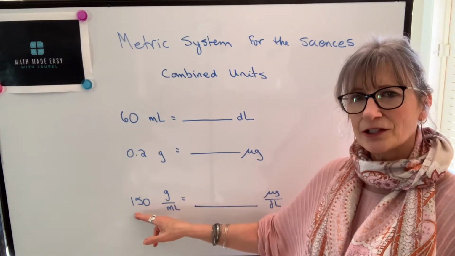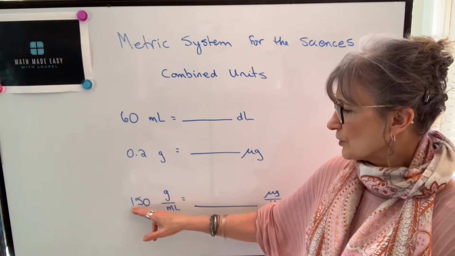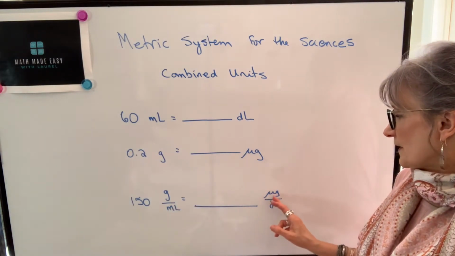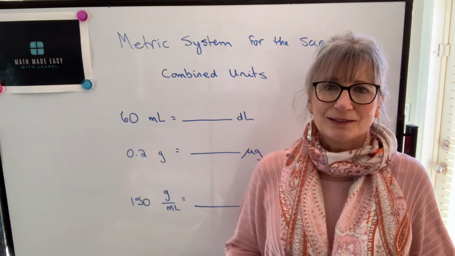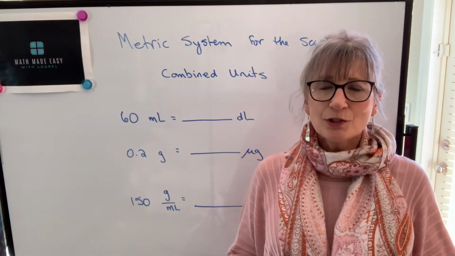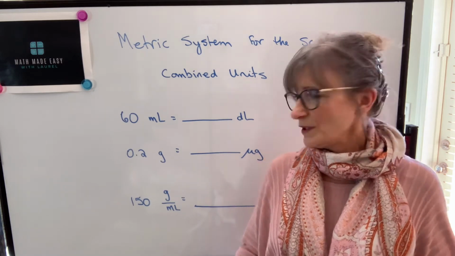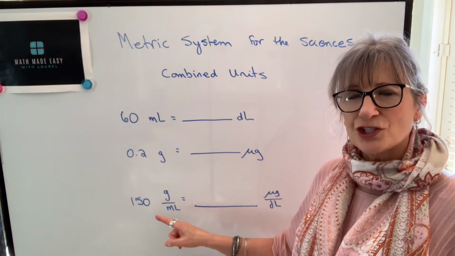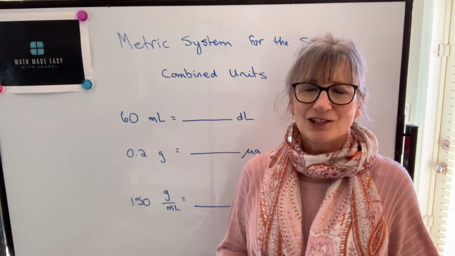Now what we're going to take a look at is if we have combined units. So for example, if I have a concentration of 150 grams per milliliter, and I want to express it as micrograms per deciliter, we need a strategy to do that. Very similar to what we did in the last video, but a little more involved because now we're changing not just grams to micrograms, but we're also changing from per milliliter to per deciliter. So let's take a look at how we can do that.